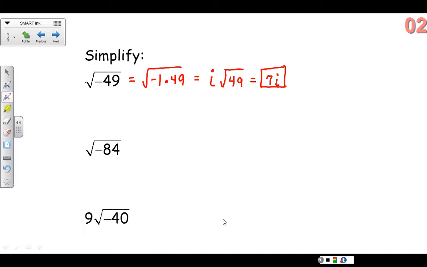Now that's a non-real answer. It's an imaginary answer. So you hear anybody talk about imaginary numbers? That imaginary numbers come into play whenever you have a negative underneath the square root.